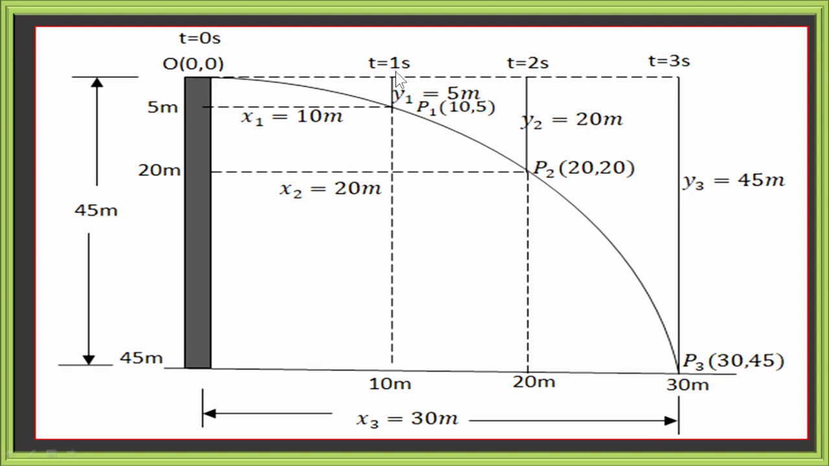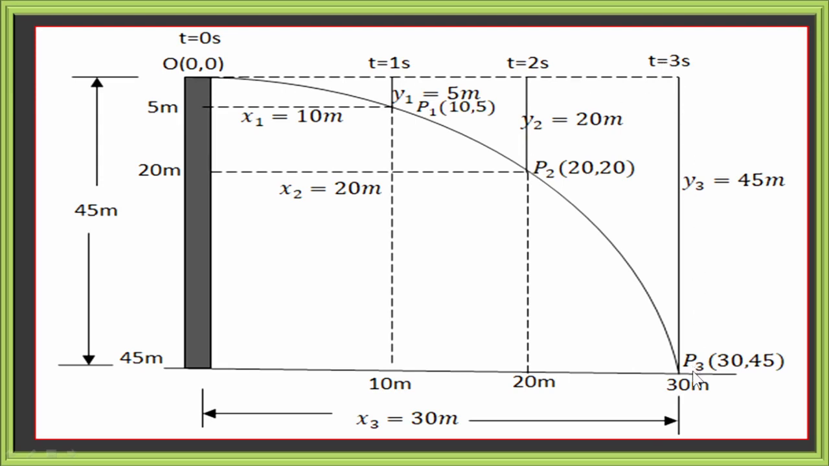From 0 to 1 is 1 second, it has moved 10 meters. 1 to 2 is 1 second, it has moved 20 meters in total, meaning the gap is 10 meters. And from 2 to 3 is 10 meters, and hence it is 30 meters. When we see the vertical motion, it has moved a distance of 5 meters within 1 second. Look, 5 meters within 1 second, 20 meters within 2 seconds.